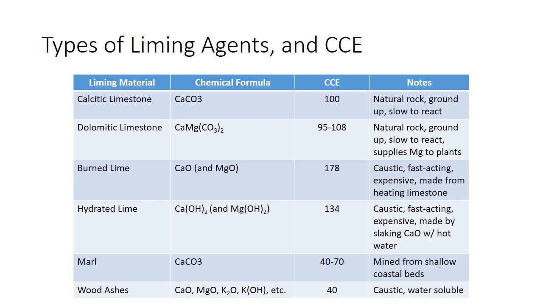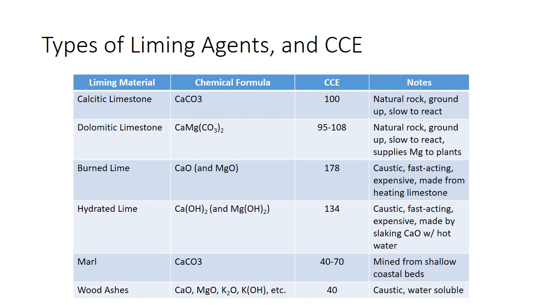So calcium carbonate equivalent. This is basically the value that we use to compare the purity of different liming agents. And calcitic limestone, calcium carbonate, is the most common lime used. Because of that, we use it as the gold standard. And so all other lime agents are compared to calcium carbonate in terms of their effectiveness. So if they have a CCE that's higher than 100, that means that they're more effective at neutralizing acidity. If they have a CCE that's less than 100, then they're less effective.